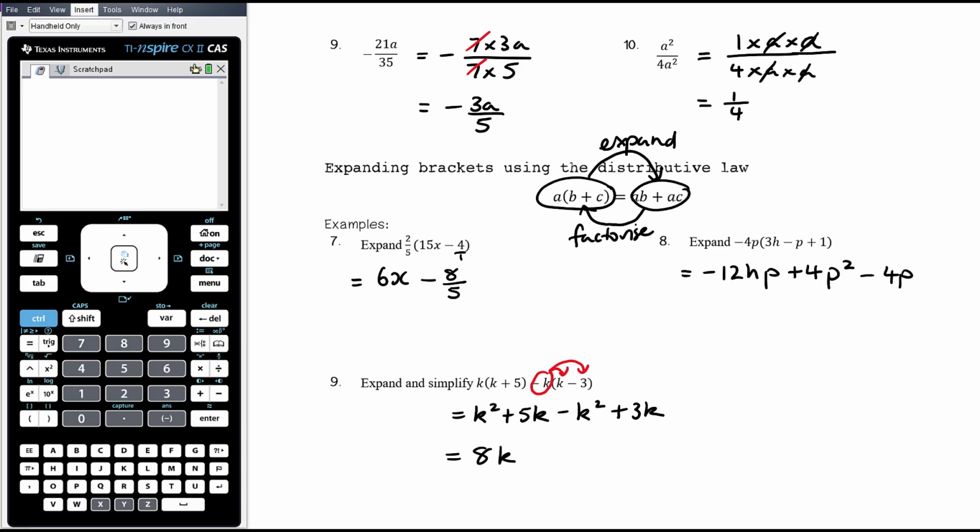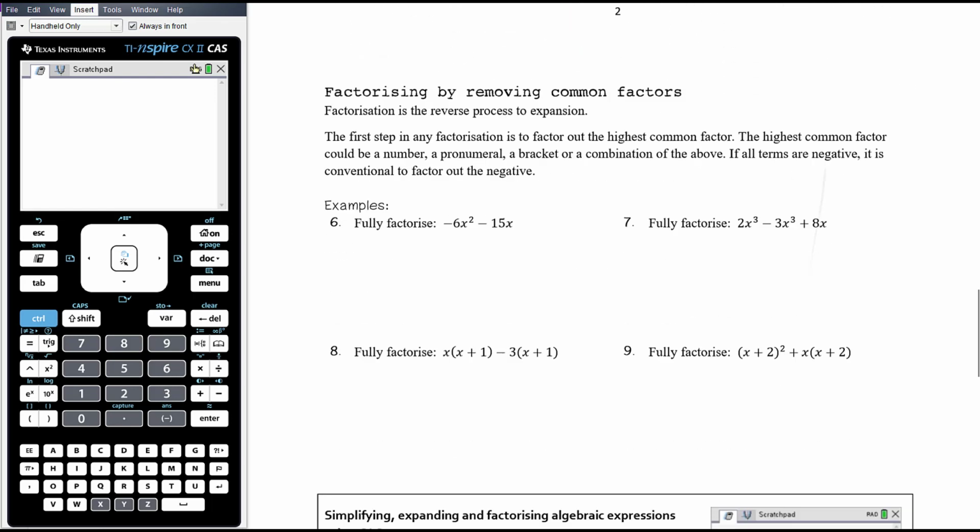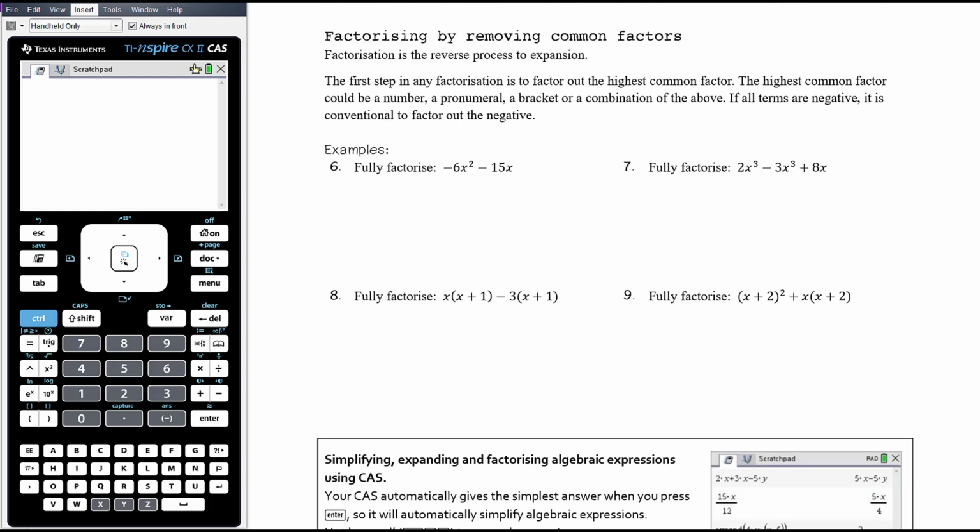Okay, so what we're doing is we're looking for a common factor. So if we were expanding this, the common factor here is a. We take that out and we work out what's left when I divide each term by a. AB divided by a leaves me with b, and AC divided by a leaves me with c. Okay, so let's work through these examples.